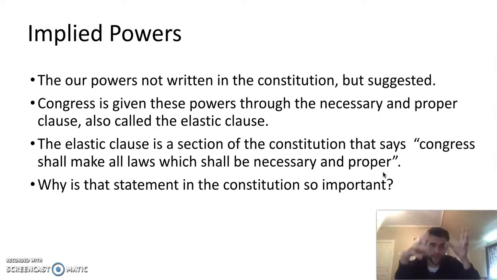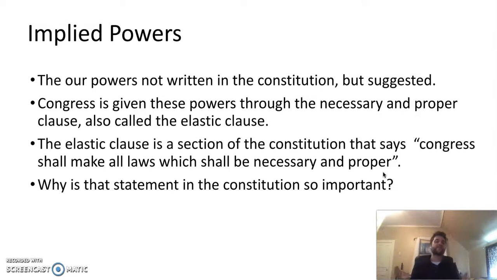Then there are also some implied powers. These are powers not specifically listed in the Constitution, but implied through their authority in other ways. For example, Congress is given these powers through a part of the Constitution known as the Elastic Clause, or the Necessary and Proper Clause. The Elastic Clause is a section of the Constitution that says Congress shall make all laws which shall be necessary and proper. So why is this statement important?